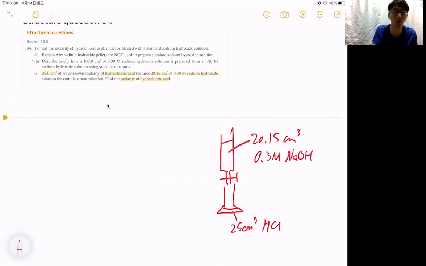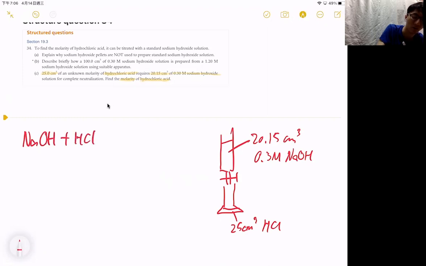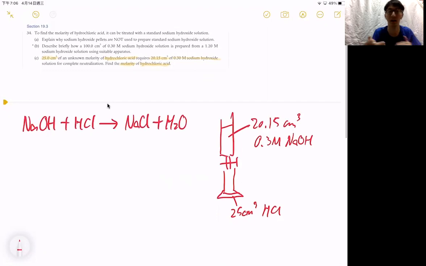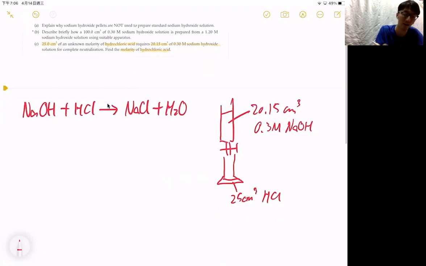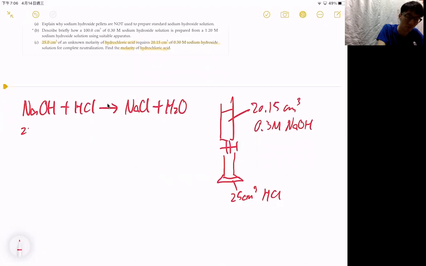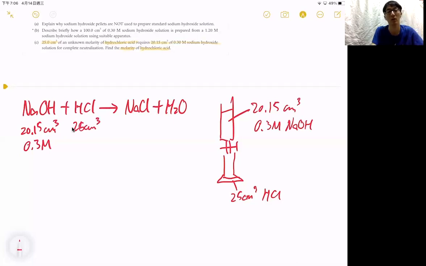What you need to do first, for this kind of calculation, is write down the chemical equation. So we have sodium hydroxide reacting with hydrochloric acid, and finally we give sodium chloride and also water. So this is the chemical equation. We used up 20.15 cm³ of 0.3 M sodium hydroxide, and we only know the volume of the hydrochloric acid. How can we calculate the molarity?